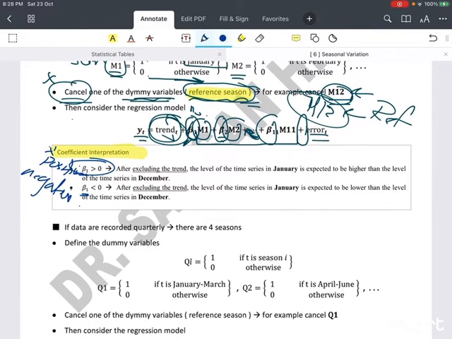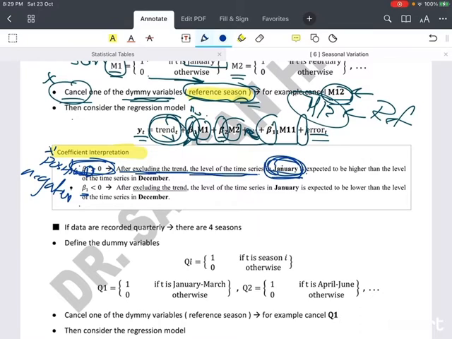Then how do we write the interpretation? We will write it like this. After excluding the trend, the level of the time series in January. Why do we write January here? Because it is beta 1. So if it is beta 1, we write January here. Beta 2, we write February. So this will change with what? With the betas. Beta 11, we write November, and so on. Okay? So all of this is fixed, it doesn't change, except January, which we change with the betas.